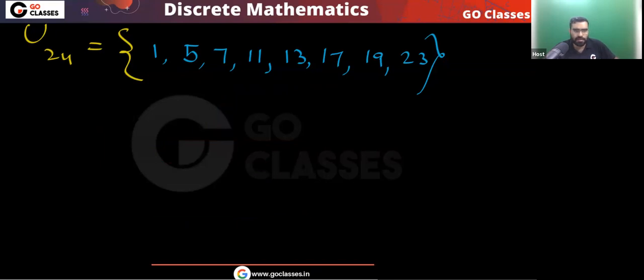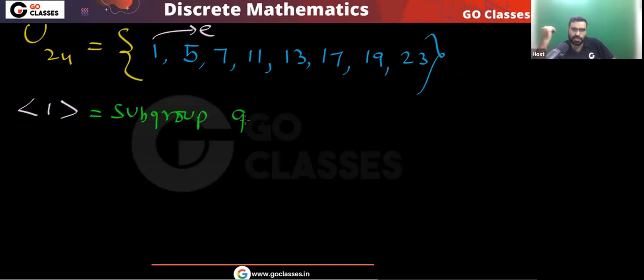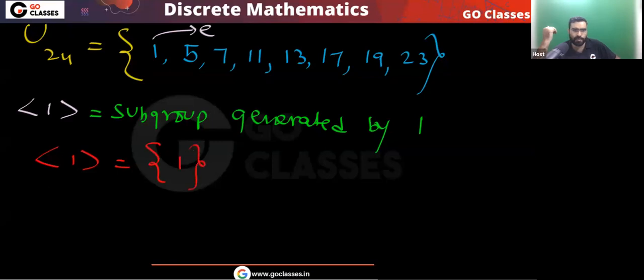Now you tell me, in this U24, what is the subgroup generated by 1? This 1 is the identity element for multiplication, right? So what is the subgroup generated by 1? Tell me. Remember, 1 is the identity element. So I told you that the identity element can only generate itself. So the subgroup generated by 1 is just the identity element.